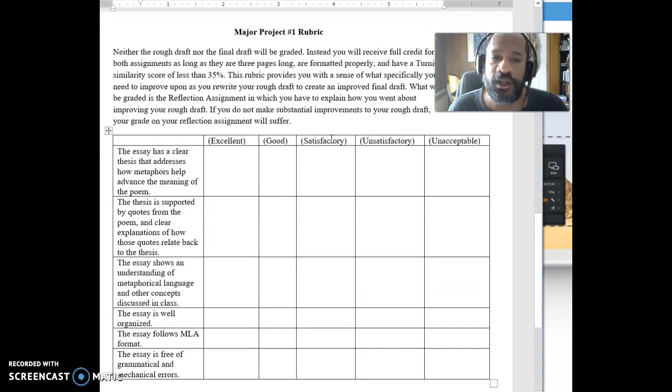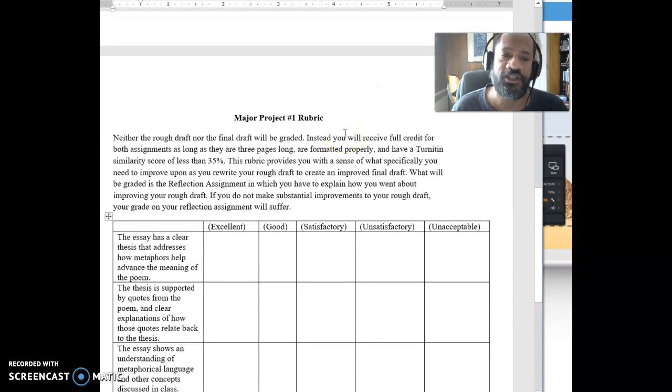Now I've got the rubric down here. And again, a rubric is just how I'm going to be marking this. Now, you are not going to get specific grades here. So, what I said, either the rough draft or the final draft will be graded. I don't grade these. You get 100% for doing them. Instead, you will receive full credit for both assignments as long as they're 3 pages long, formatted properly, and have a Turnitin similarity score of less than 35%. As long as you do those things, you're getting 100%.